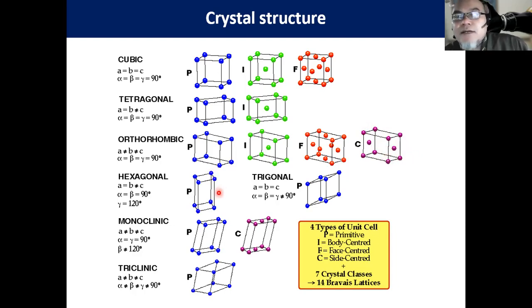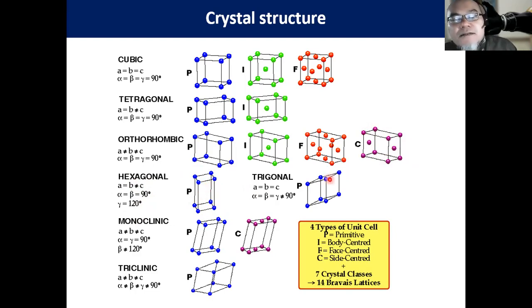Then we have hexagonal, as I mentioned in the previous slide, where A equals B but is not equal to C. Two angles are 90 degrees, but one angle is 120 degrees. So this is the primitive one, one element of the hexagonal.